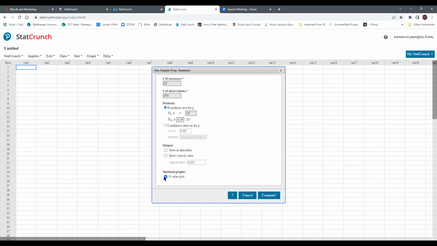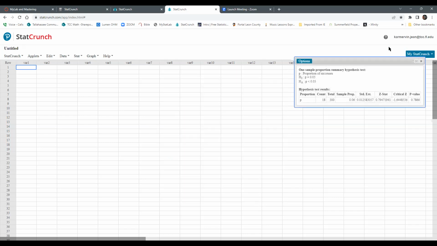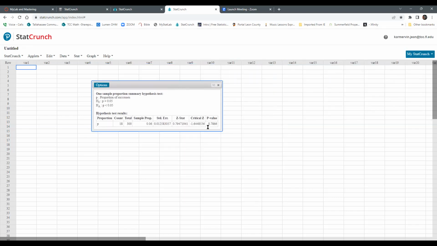You don't really need these two. For me, I like to see the critical value because I spoke about Z naught and Z alpha, and I would like to see that as well. So let's compute. This is what we have. The sample proportion is 0.06, and so on. Then your Z alpha is 0.79, and your p-value is 0.7866, something like that.